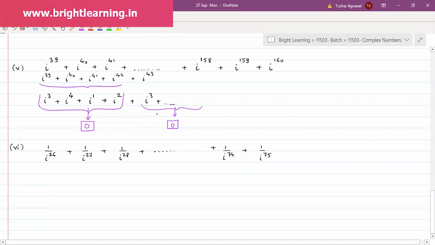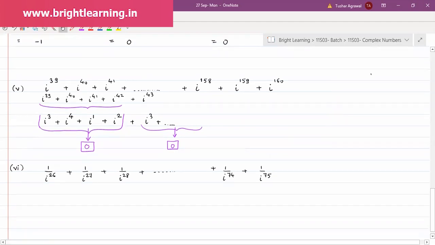So you just have to make sure whether the question has given us a proper group of 4 terms. How to check that? 39, 40, 41, 42, this is my first group. Then 43, 44, 45, 46, this is my second group. 47, 48, 49, 50, this is my third group.